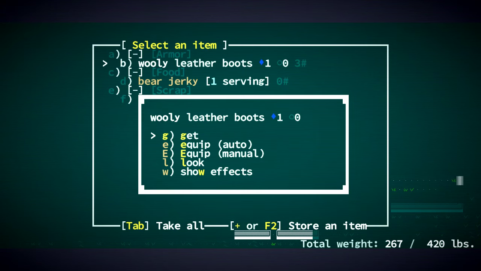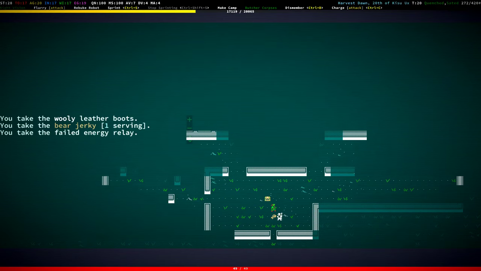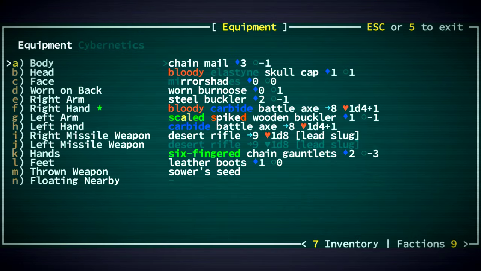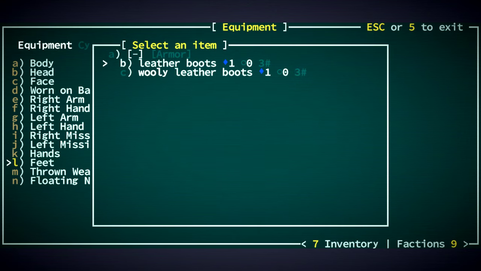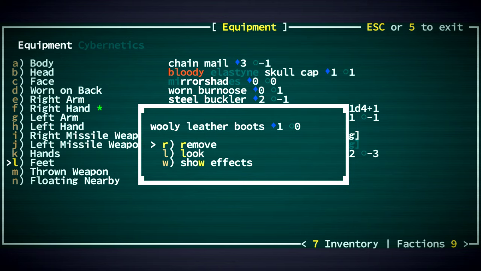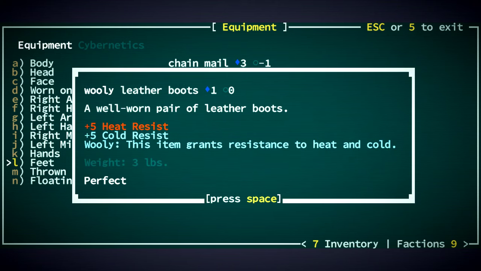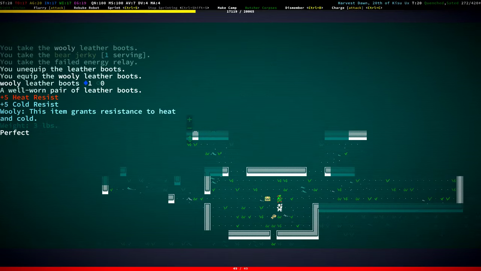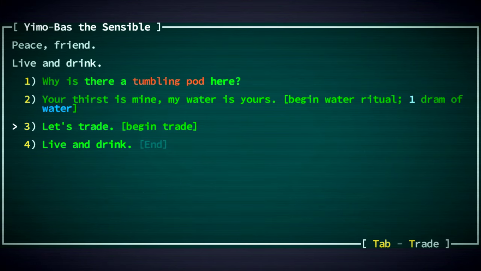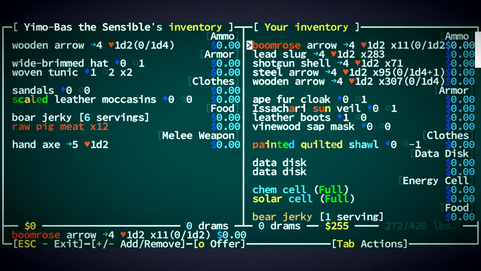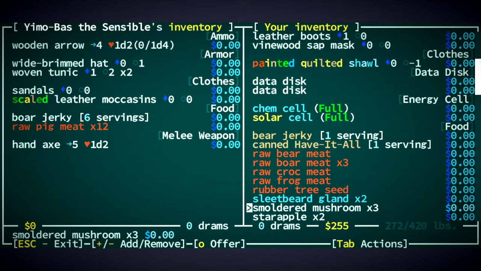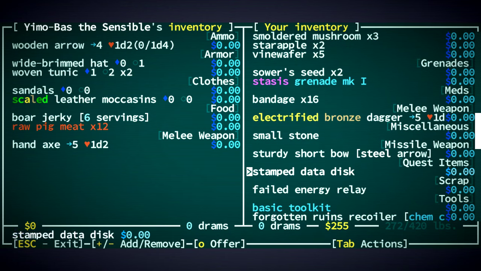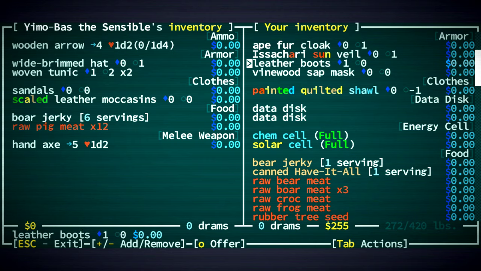We got here woolly leather boots. Those look pretty nice. And a failed energy. Okay, yeah. We have leather boots right now, so we might as well wear woolly ones, which I assume give us, yeah, resistance, which is nice. And our other boots we can give to our companion. Please. Wait, where are they? Up here? Yeah. Cool.